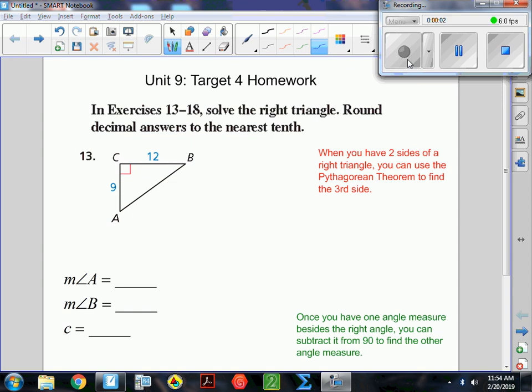Okay, Unit 9, Target 4 homework. Number 13 says solve the right triangle. Round the decimal answers to the nearest tenth. When they say solve the right triangle, they mean find all the missing parts.